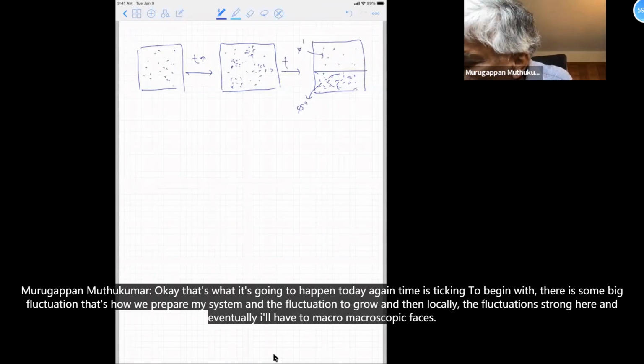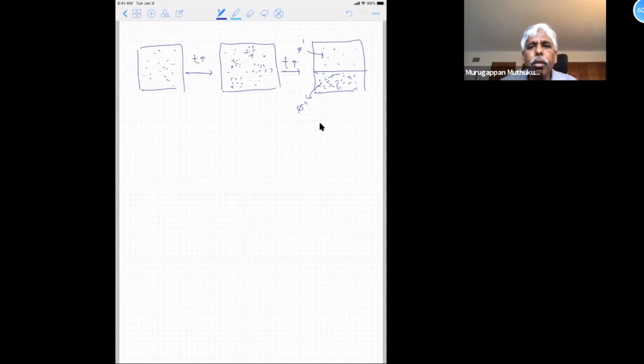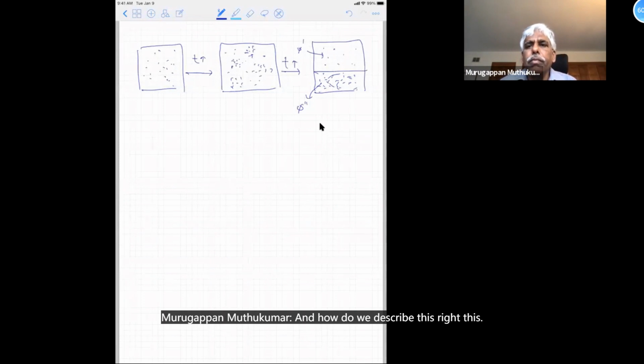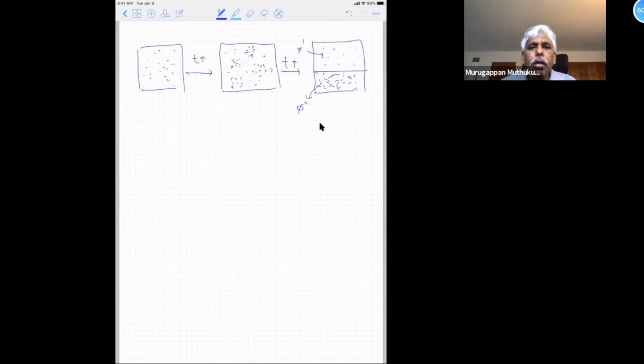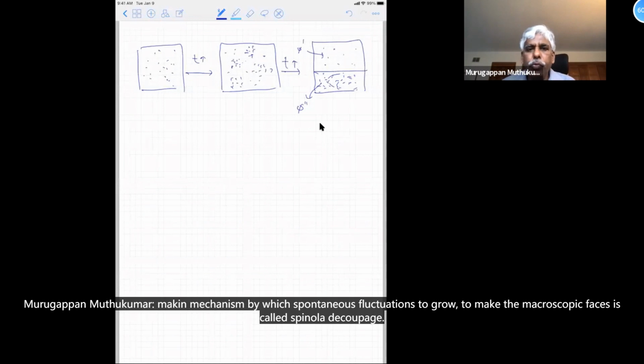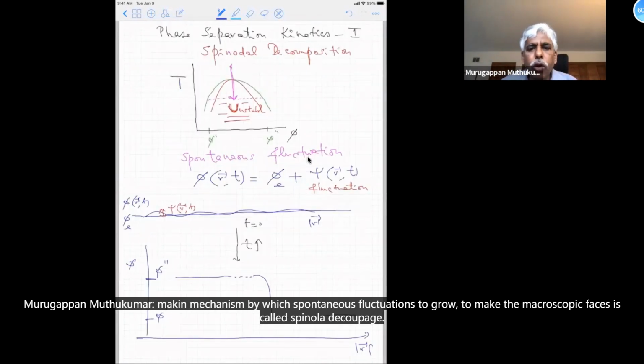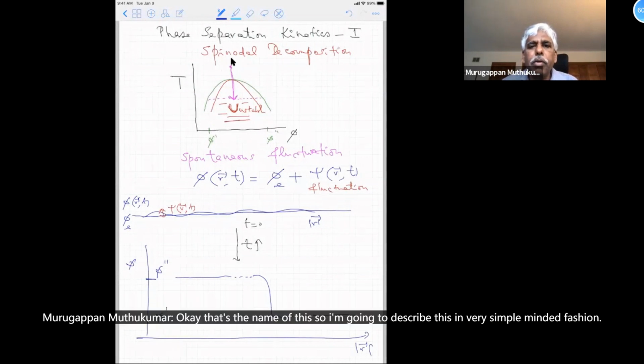So again, time is clicking. To begin with, there is some weak fluctuation. That's how I prepare my system, and the fluctuations will grow. And then locally, the fluctuation is strong here, and eventually I'll have two macroscopic phases. And how do we describe this? All right, this mechanism by which spontaneous fluctuations grow to make the macroscopic phases is called spinodal decomposition. Okay, that's the name of this. So I'm going to describe this in a very simple-minded fashion.